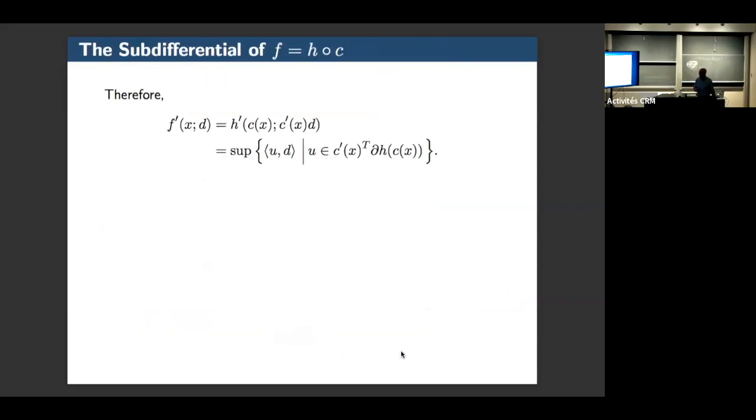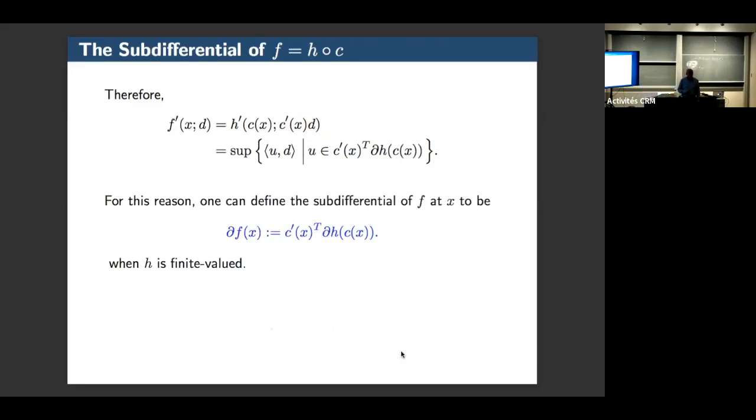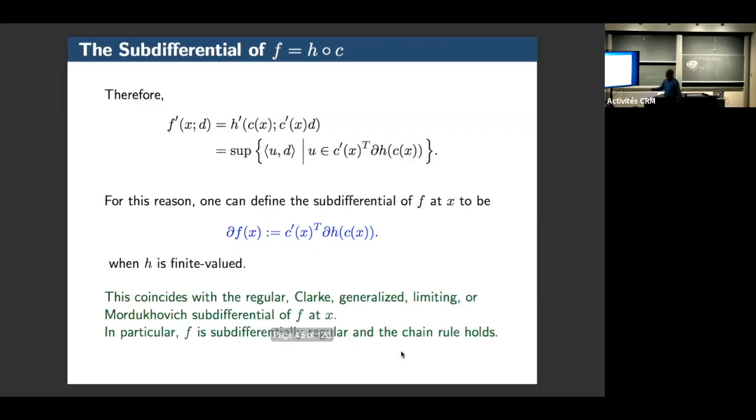Okay, so now what do we have? We have the directional derivative of the convex composite function is given by this chain rule, but this is a support function. So it's the support function of that set. So we can define that object to be the subdifferential. Now, we normally don't define it that way. We usually go out and use generalized subdifferential theory to get it, but this is the same as the Clarke, the generalized, the proximal, limiting, Mordukhovich subdifferential, they all reduce to the same thing in this case.